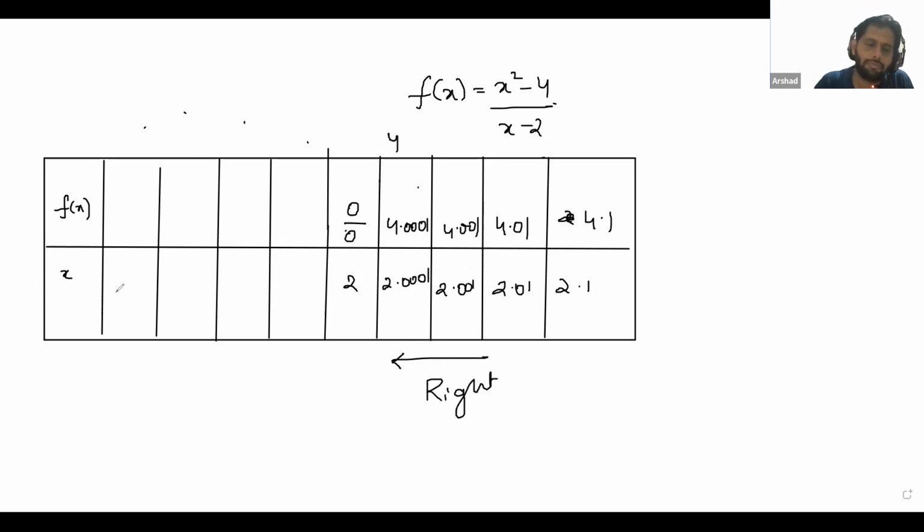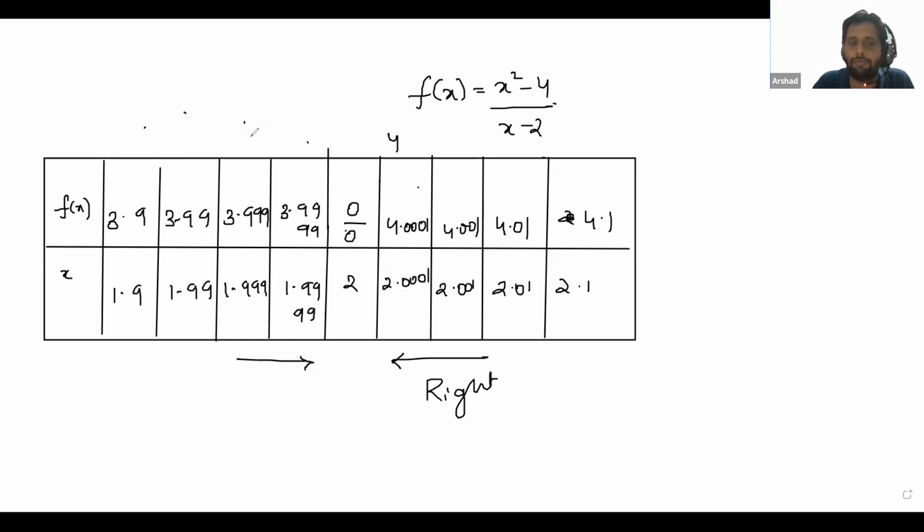Similarly, if we approach from the left side, for example, if we put 1.9, 1.99, 1.999, 1.9999, then what we will get here is 3.9, 3.99, 3.999, and 3.9999. So that means if you are approaching this 2 from the left side, then this function f(x) will approach 4. Okay, hope this is clear to everyone that if you are approaching from the left side or from the right side, the function approaches the same value.